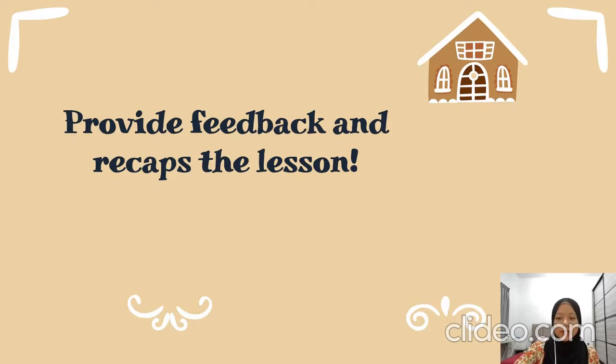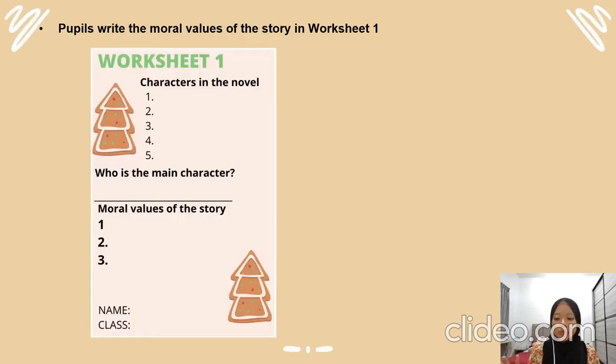All right, so the next one. Okay, so we have done with the main objective, which is about the action verb. So here is where the additional objective comes in, where pupils will write the moral values of the story in worksheet 1, which is about the characters and also the main character.